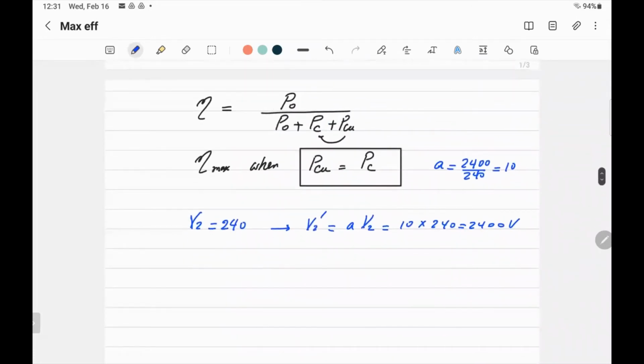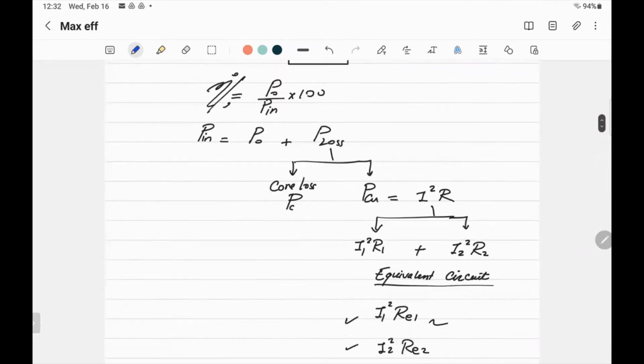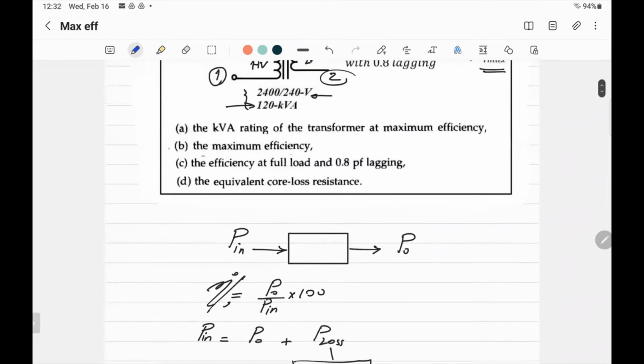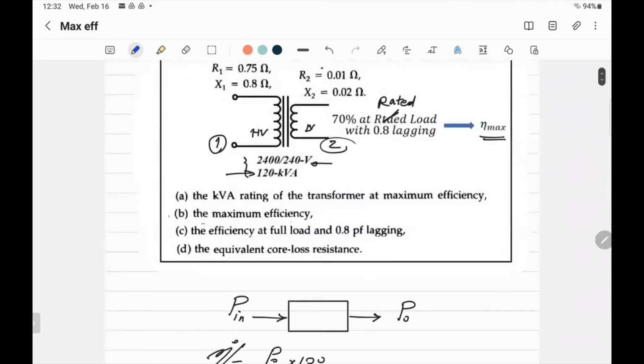All right. How to find S? I multiply this voltage by the current. So what do you need? You need I2 dash. How do you find I2 dash? Go back here to the notes. They said that they are operating at 70% of rated load. So if you know the rated load current, you can get the current of the load that caused the maximum efficiency. How can you calculate the rated load?